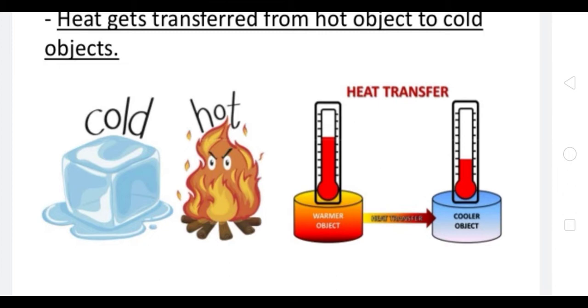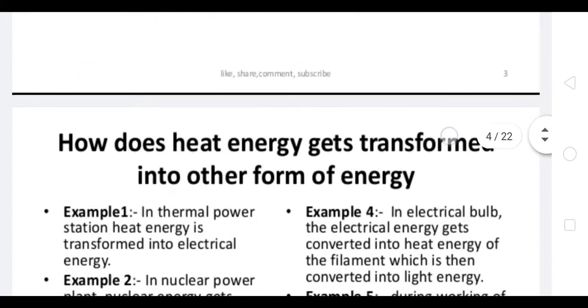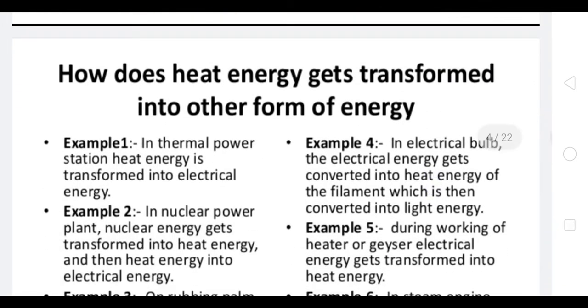If you place hot tea on a table, it becomes cool after some time. Even on winter days, because heat transfer always takes place from a hot to a cold object. We have studied about the transfer of different forms of energy. Heat energy gets transferred into other forms of energy like electrical energy, mechanical energy, light energy, etc.